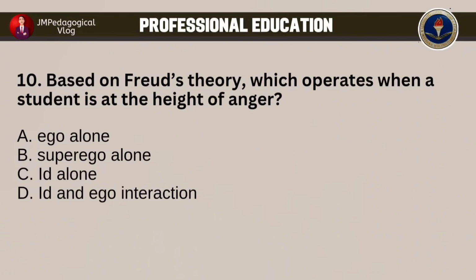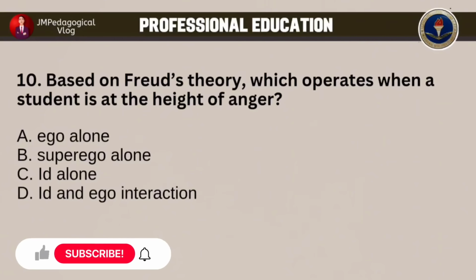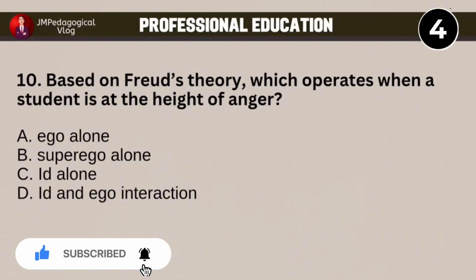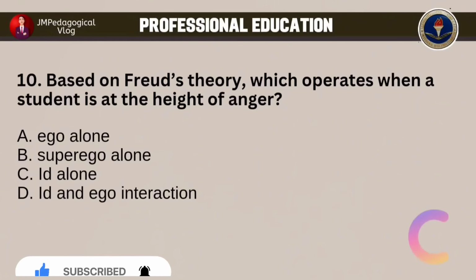10. Based on Freud's theory, which operates when a student is at the height of anger? A. Ego alone. B. Superego alone. C. Id alone. D. Id and ego interaction. C. Id alone.